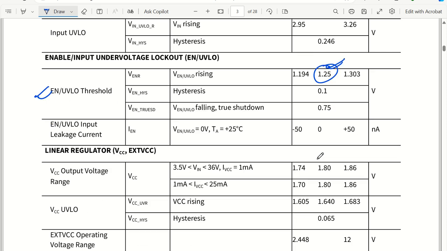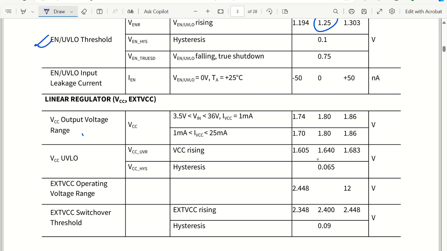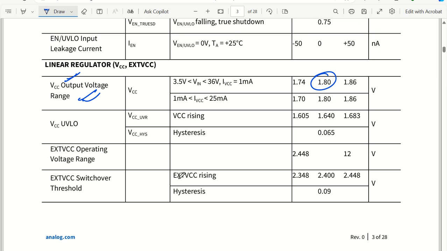Got it? Coming back to the VCC output voltage range, VCC is a linear regulator which is going to give us 1.8 volt, but this VCC output cannot be utilized for external applications. It is just for your internal IC functionalities, so you don't have to load it with your external circuitry. Understood? Coming back to the external VCC operating voltage, if you want, you can add a 2.5 volt to 12 volt supply to this pin, otherwise you can leave it open also.